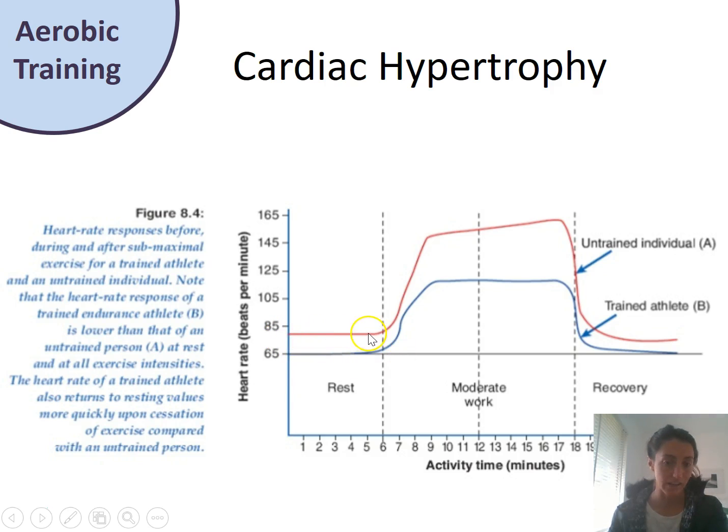You'll notice that the untrained athlete's resting heart rate is much higher compared to the trained athlete. You'll notice that during the medium intensity, their heart rate goes much higher as well. This is because it's needing to pump faster because it's not as efficient. The trained athlete's heart is bigger and therefore can pump more blood with less beats. And then that's during the work, and once we stop the exercise, the recovery is much quicker for the trained athlete compared to the untrained athlete.